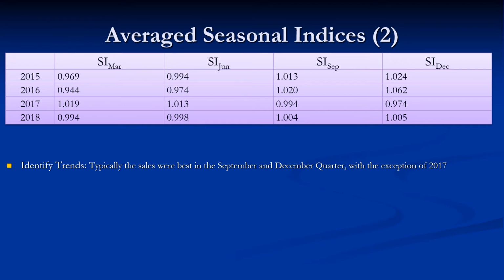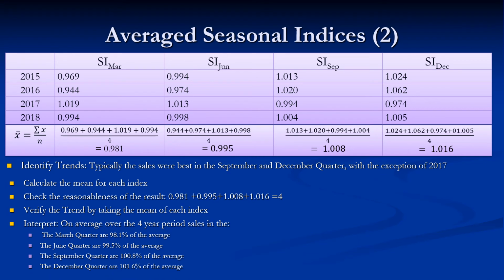What we want to do now is to verify those trends. So we calculate the mean for each index, and we just do that by working downwards. We find the average of each of these, and we can see that on average a seasonal index for March is 0.981 or 98.1%. So it's 1.9% lower than normal. If I'm looking at the June, I've just calculated the average, and you can see that's 99.5, so it's a little bit less than the normal average season. This one is just a little bit more than the average season, and this is just a little bit more. So December looks to be the most productive quarter or season overall.